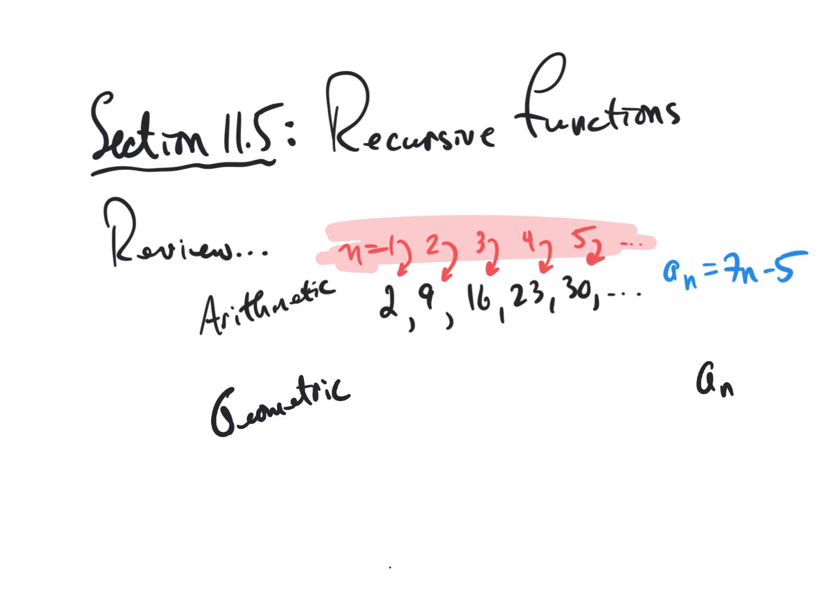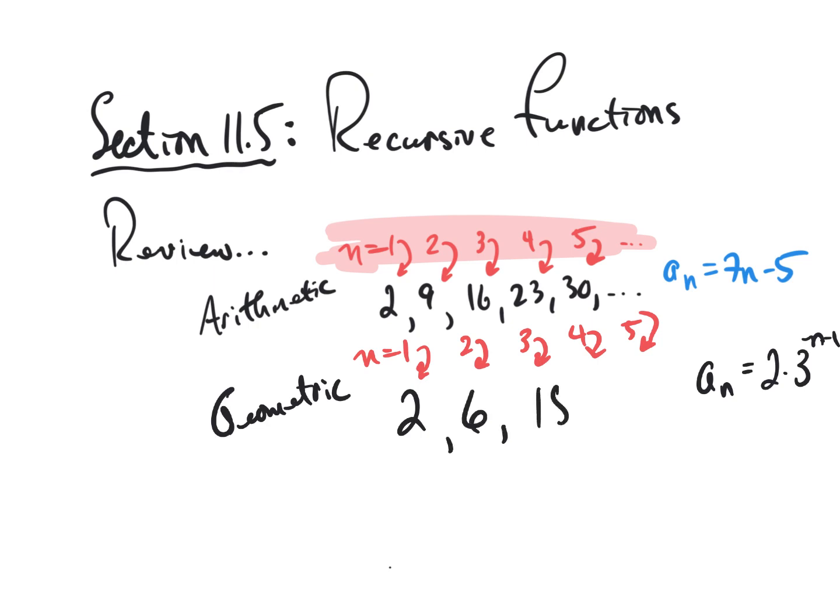As an example, let's do a nice easy one. If we had something like 2 times 3 to the n minus 1, if we match it up like we normally do, then the terms, when we put in 1 for n, we're going to get out, 2 for n, we're going to get out, 3 for n, and so on. When I put in 1, 2 times 3 to the 1 minus 1 is 2. When I put in 2, 2 times 3 to the 2 minus 1 power is going to be 6, and so on.